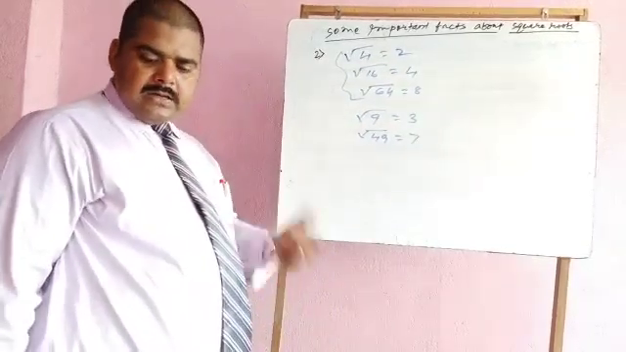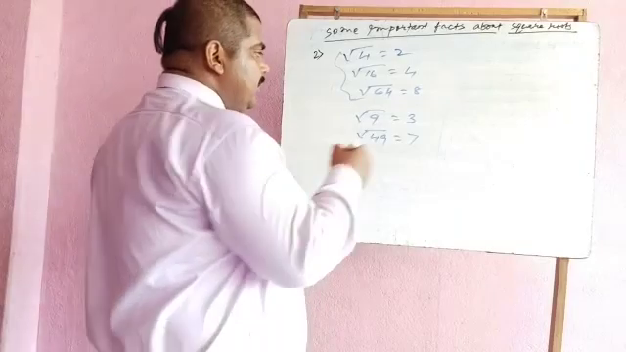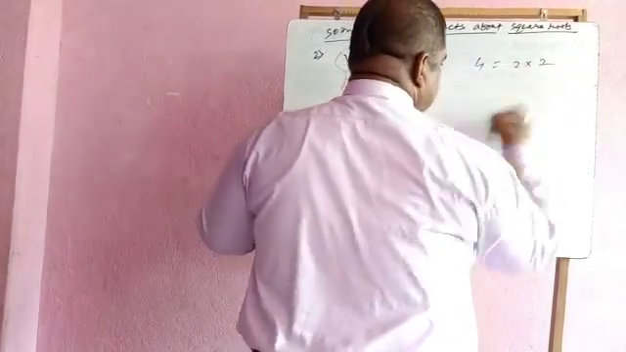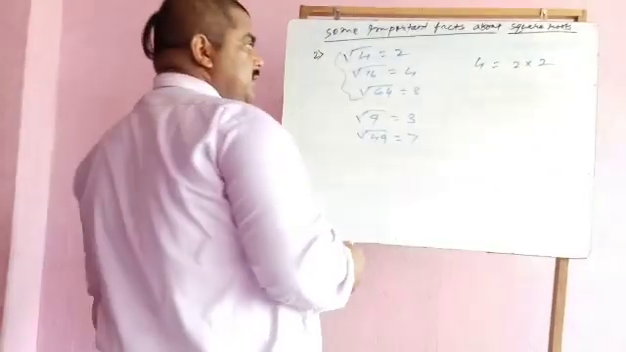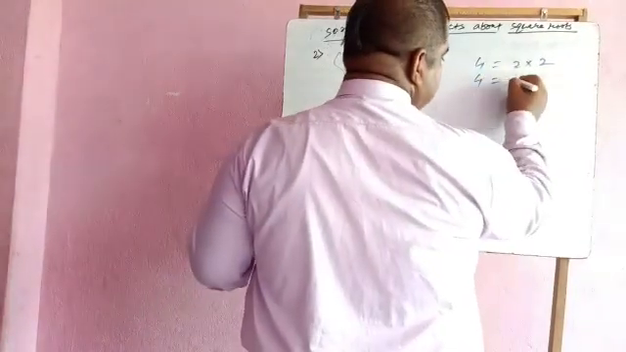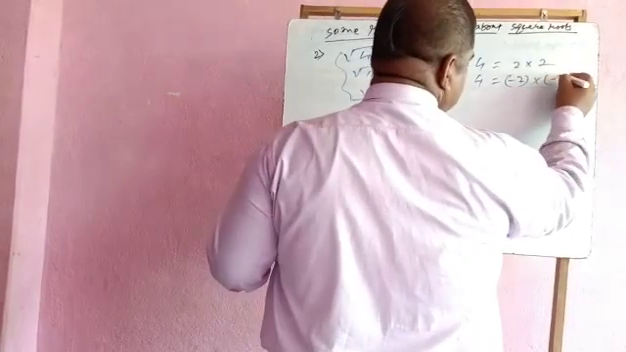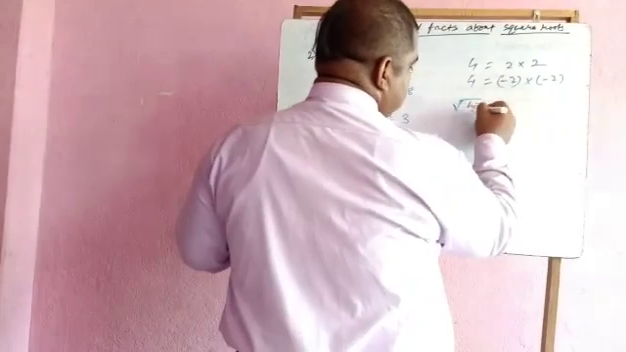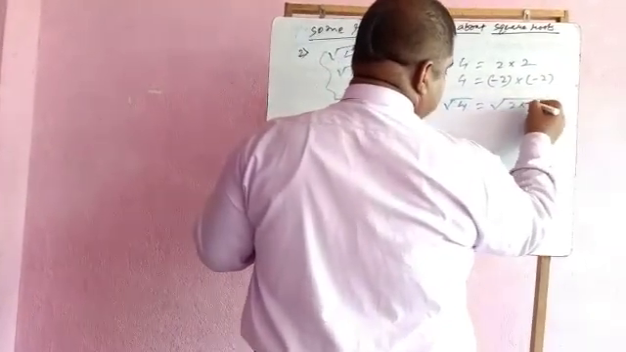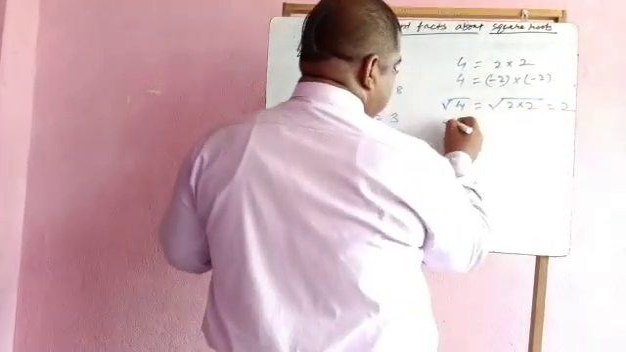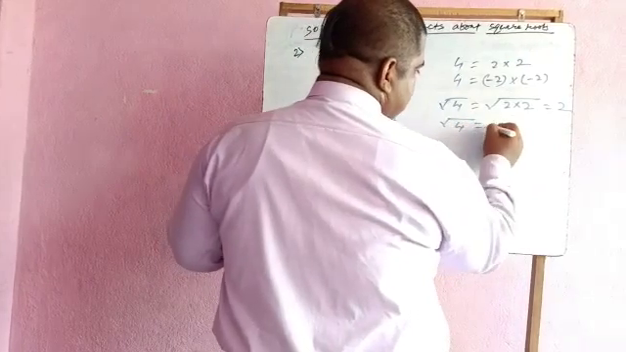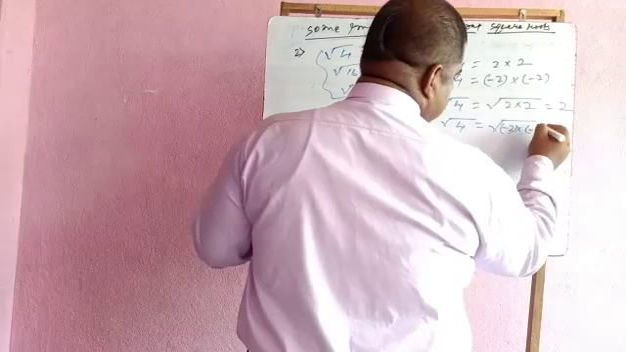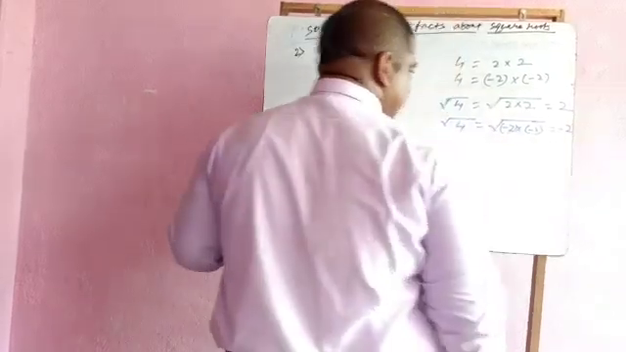Next, the third one: you must know that 4 can be written as 2 into 2, where both are positive, or it can be written as -2 into -2. So when you find the square root of 4, it can be written as 2 into 2, that is 2, and it can also be written as -2 into -2, and the result is -2.